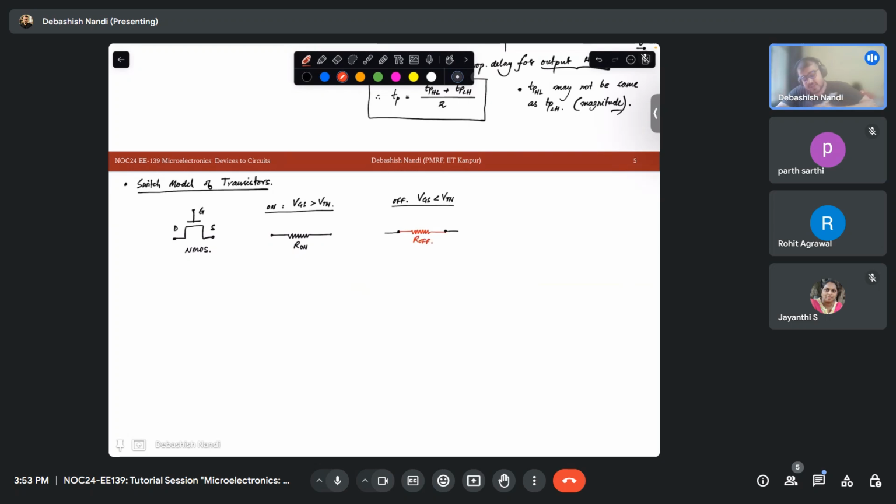Why do we get off resistance? This is what we discussed in our last class. If you plot your VG versus log ID, off means you are applying VG equal to 0, and on means you are applying VG equal to VDD. So off for an NMOS, you will always get a non-zero I off.